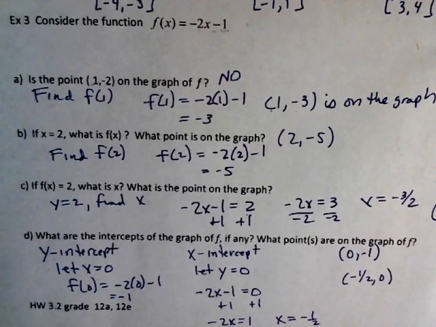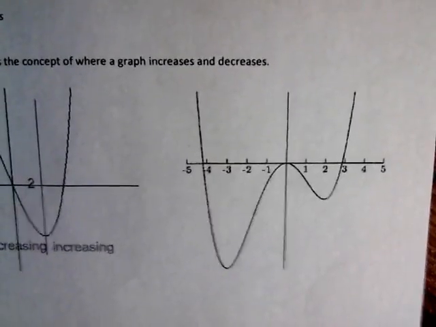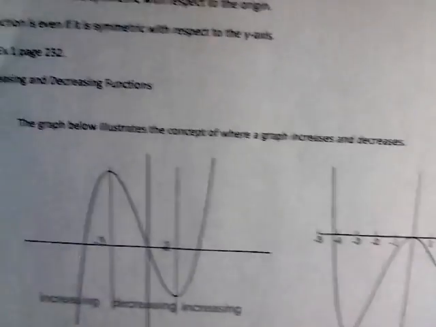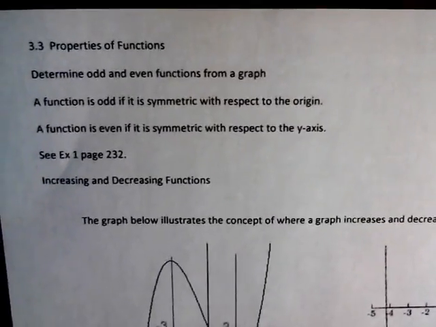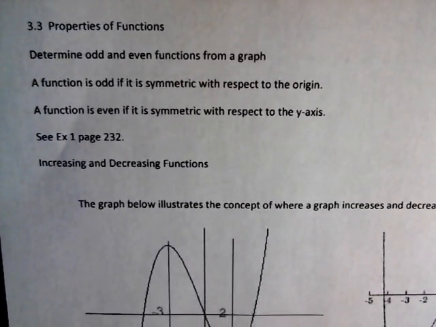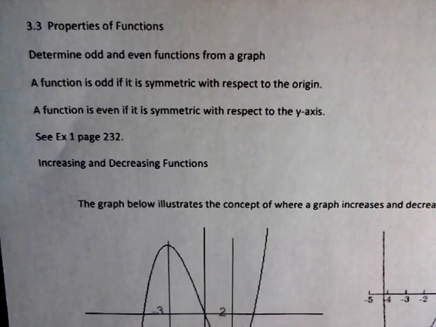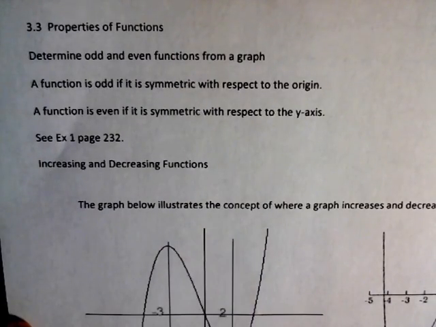Now, in 3.3, we will now look at what we call properties of functions. Okay. So first we want to look at if graphs are odd or even. So a function is odd if it is symmetric with respect to the origin. A function is even if it is symmetric with respect to the y-axis. Now there are examples in your book if you want to look at those.